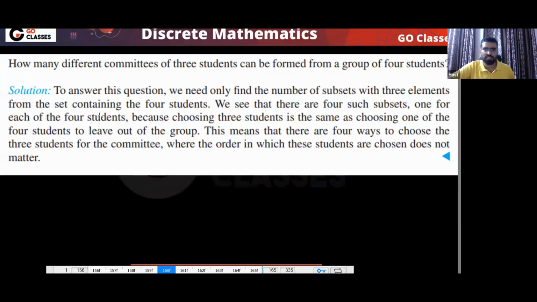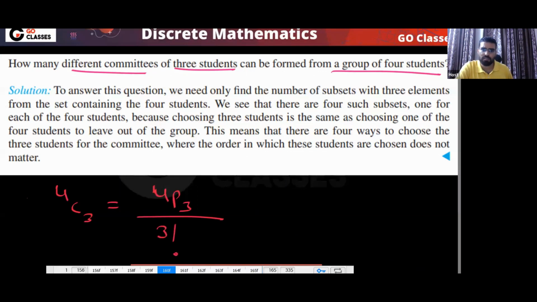So let's solve some questions. How many different committees can you create of 3 students from a group of 4 students? That will be 4C3. So the answer will be what? 4C3 is nothing but 4P3 divided by 3 factorial.